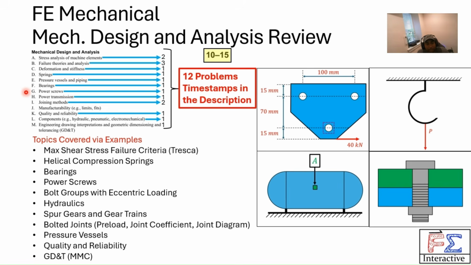Some of the specific topics that we're going to cover inside of the review include the max shear stress theory of failure. We'll go through helical compression springs, bearings, power screws, bolt groups with eccentric loading, hydraulics. We'll talk about spur gears and gear trains, bolted joints. We'll talk about important concepts like preload, the joint coefficient, and we'll go through the joint diagram for more conceptual understanding on bolted joints. We'll look at pressure vessels, quality and reliability, and we'll touch a little bit on GD&T, specifically a concept called max material condition.